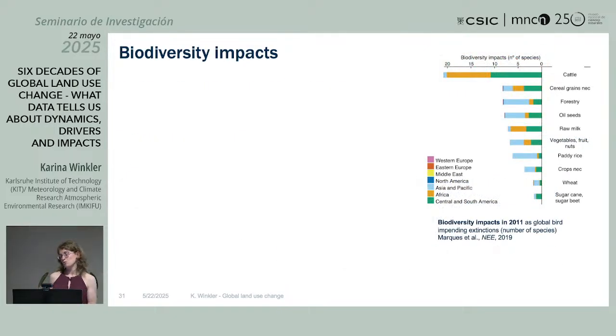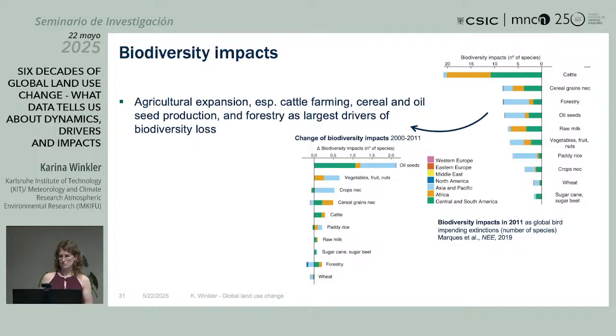When looking at the different components of land use that are affecting biodiversity, here it's quantified with the number of species lost as an indicator. We see that cattle and agriculture, especially cattle farming, have had the highest impact. But when we look at the changes, we see that especially oilseed production has increased its biodiversity impact a lot.